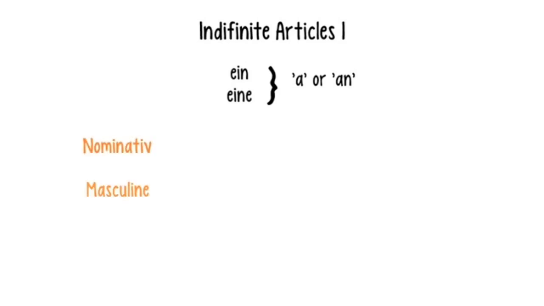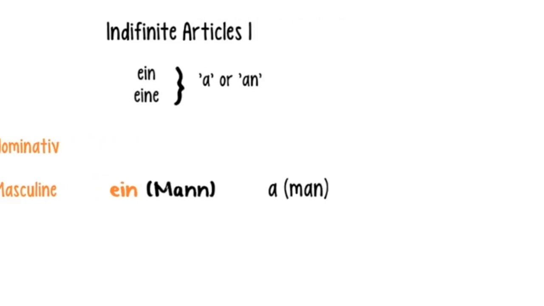Now let's continue with the indefinite articles, ein and eine, which means a or an. First, let's have a look at the nominative case in the masculine form. Here we will use the same noun as before, ein Mann, which means a man. Ein basically means one, and like the definite article, it indicates the gender of the noun it goes with. So ein Mann means a man.